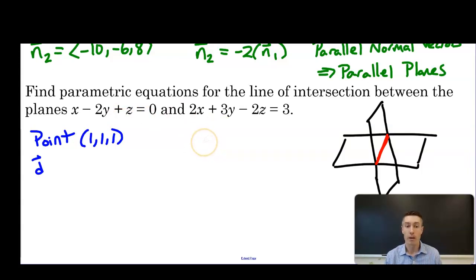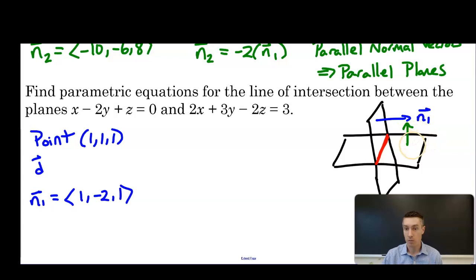So now that we have the point, we have to figure out how we're going to find the direction vector. Well, planes give us normal vectors. So the first plane gives me normal vector 1, which I'll define, right? That's the coefficients of our x, y, and z. So 1, negative 2, 1. And the second plane gives us what I'll label as n2. So the second normal vector, 2, 3, negative 2.